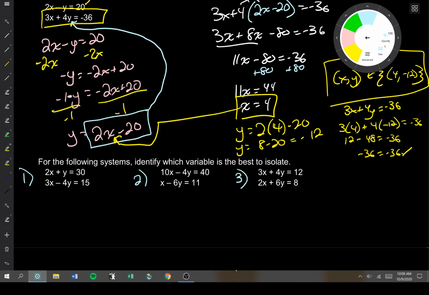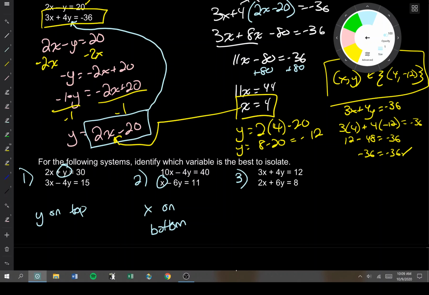For number 1, it's clearly the y on top. It has a coefficient of 1. For number 2, it's clearly the x on the bottom. It has a coefficient of 1. Awesome. For number 3, it's way less clear. None of these have a coefficient of 1 or negative 1, which means it's not quite as obvious.